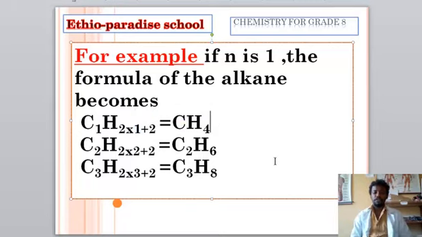CH4. If the number of carbon atoms is 2, that means n equals 2, the formula becomes C2H6. If the number of carbon atoms is 3, or n equals 3, it becomes 2 times 3 plus 2, so C3H8. So this is the formula of the alkanes.